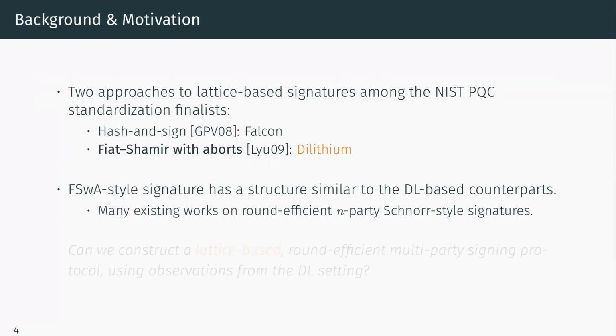If you look at Fiat-Shamir with aborts style signatures, they actually have a structure very similar to their discrete log based counterparts. Looking at the existing works, there have been different round-efficient and party-efficient Schnorr style signatures. This is unlike threshold ECDSA, which has recently been very actively studied. Unlike ECDSA, distributed Schnorr signing is more straightforward, and you can make a 2-round or 3-round protocol from Schnorr.